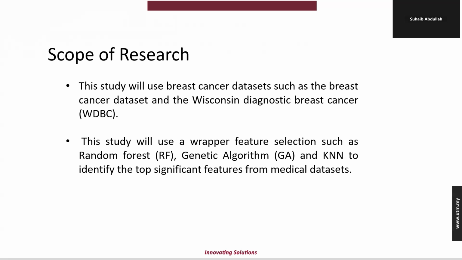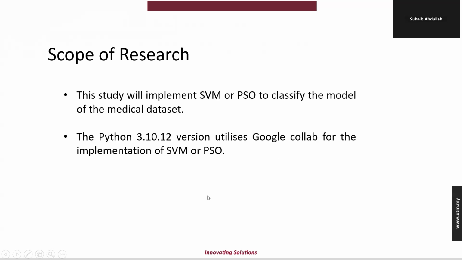So for this research, we're using a breast cancer dataset, the Wisconsin Diagnostic Breast Cancer. And then we are also using wrapper feature selection such as random forest, genetic algorithm, and KNN to identify the top significant features from the medical dataset. Also, this study will implement SVM or PSO to classify the model of the medical data. And to perform all this classification and feature selection, we're going to use Python 3.10.12.